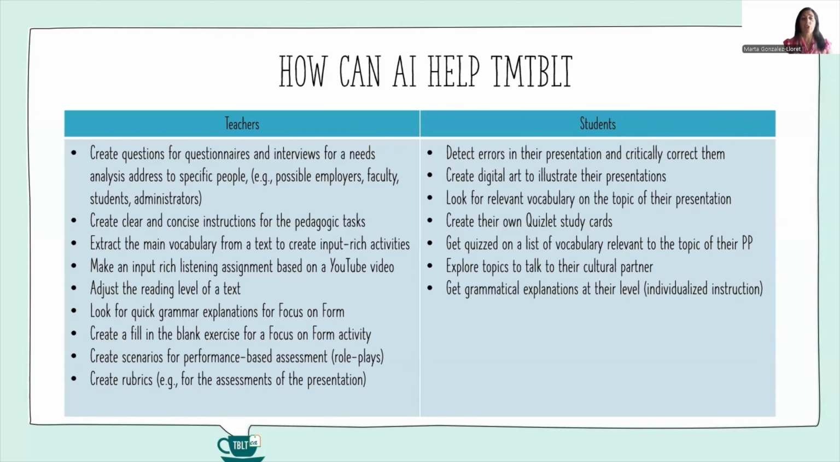It can create digital art to illustrate their presentations. Look for relevant vocabulary for their presentations. Quiz themselves through Quizlet and the AI tool itself. They can explore the topics to talk with their partners, and they can get personalized grammatical explanation for those probable grammatical errors that are not always seen in class.